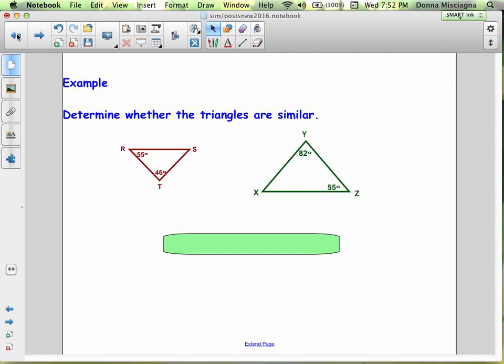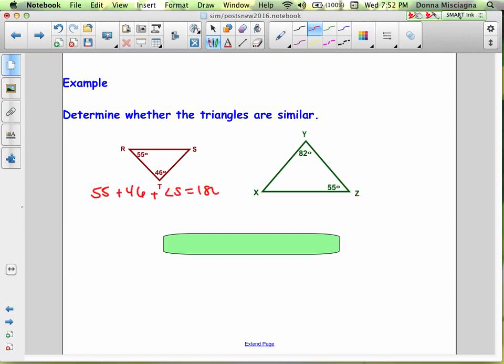All right, so we want to determine whether the two triangles are similar. So we need to find the missing angles. We have 55 plus 46 plus angle S is equal to 180. And that's going to give us 101 plus angle S is 180. And that means angle S is 79 degrees.